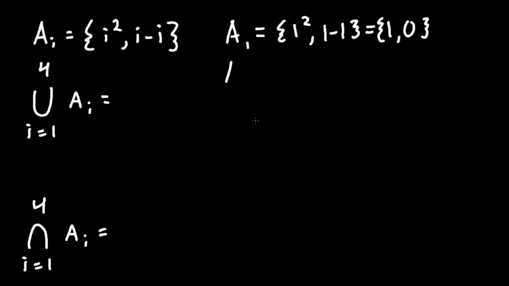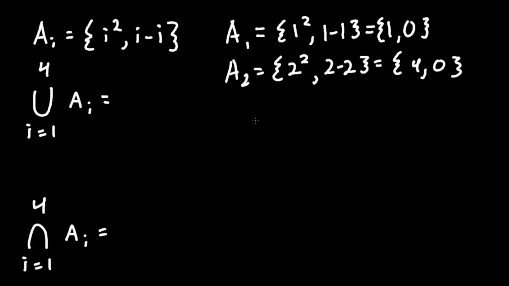How about the second term of the sequence, A of 2? So remember, I in this case is equal to 2, so we just simply plug in 2 into the I values. So we get 2 squared comma 2 minus 2, which is equal to 4 comma 0. You get what I'm saying? So whatever A of 3 is, this is just the third term in the sequence, whatever that is, you just simply plug in 3 into the I values in this definition of the sequence here.